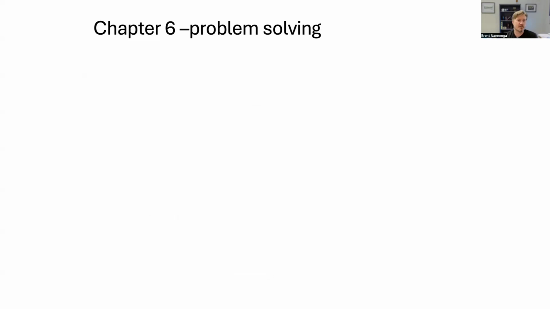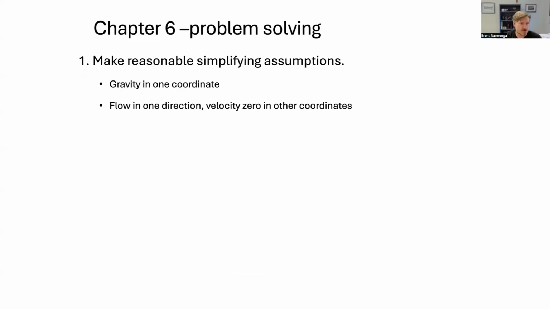Okay, so how do we go about solving problems? Well, the first step is to make reasonable simplifying assumptions. For example, when the problem statement lays out the problem, we're going to try to set it up in such a way that allows us to put gravity in only one coordinate. If we arrange our system so gravity is only acting in the z direction, for example, or in the y direction or the x direction, however we want it, that will allow us to cross out all of the gravity terms except in that one coordinate.